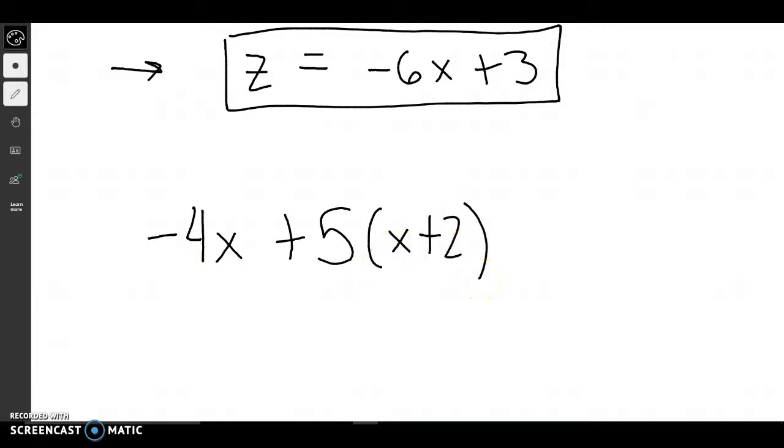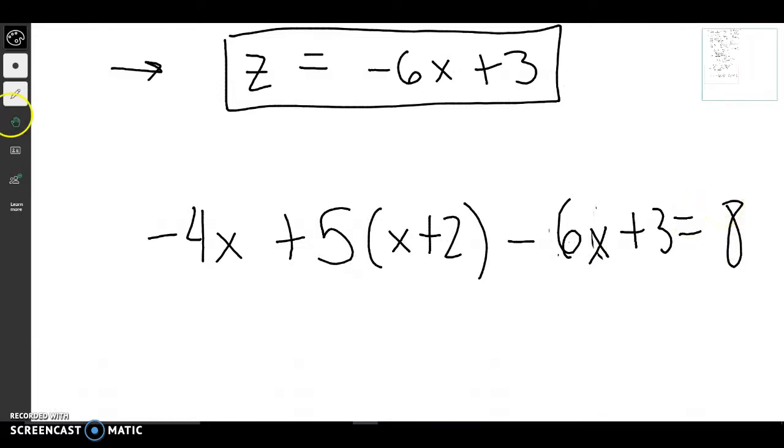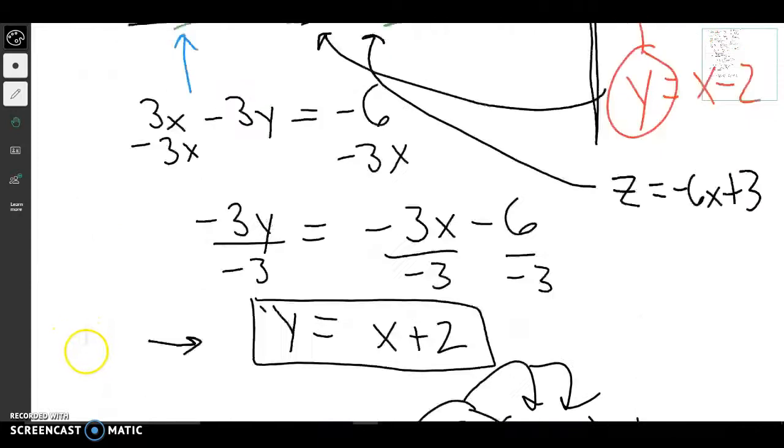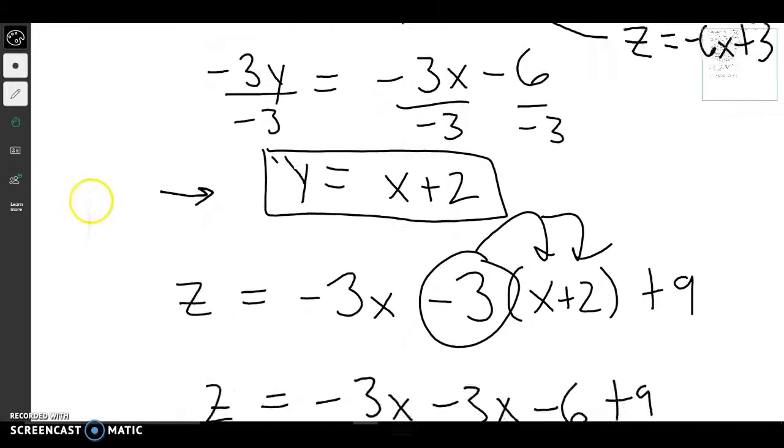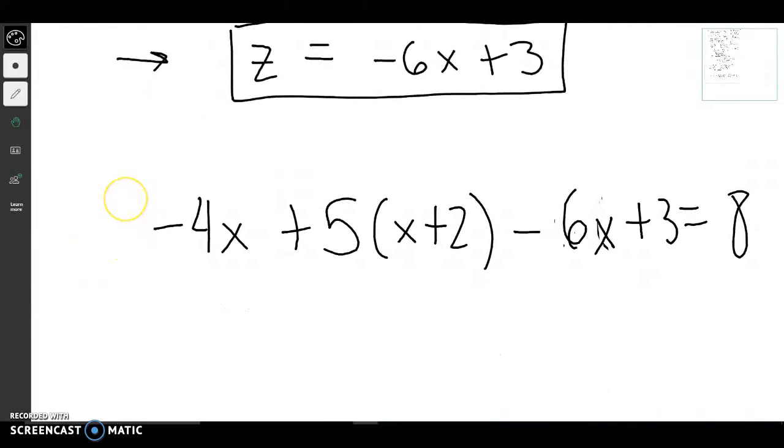minus 6 times my, whoops, get that eraser, minus z, which we just found that z was negative 6x plus 3. And that's going to equal 8. I'm going to double check to make sure that equation is okay. Yep. So it was plus z, so I plugged in my negative 6x plus 3, good. And then 5y, so I plugged that in, okay. So I have this equation right here.